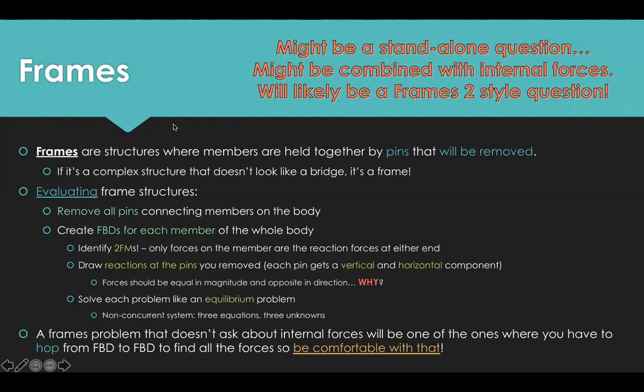So once you've drawn your free body diagrams for each one, you just have to jump in and start solving for your unknowns. Up here where I said it's going to be a frames 2 style question, that comes from the fact that I would almost say none of your individual member free body diagrams will have only 3 unknowns. They'll have more than that, which means you're going to have to see how those unknowns relate to each other.